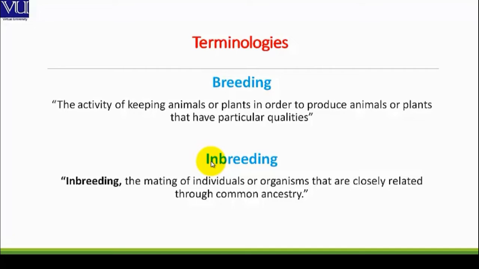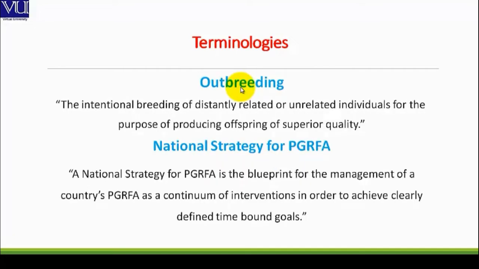Inbreeding is between two organisms or individuals who are very closely related to each other and share a common ancestor. For example, the mating between full siblings. Outbreeding is a type of breeding system in which both breeding individuals are related, but there is no close relation between them, rather a distant relation. So the intentional breeding of distantly related or unrelated individuals for the purpose of producing offspring of superior quality.